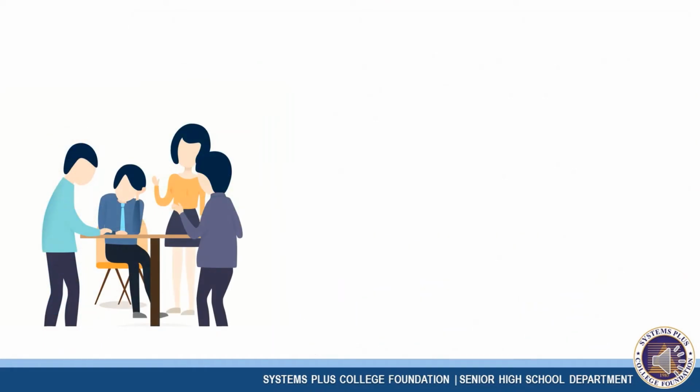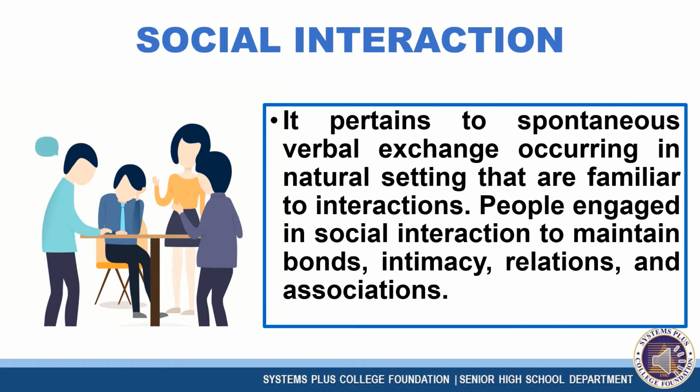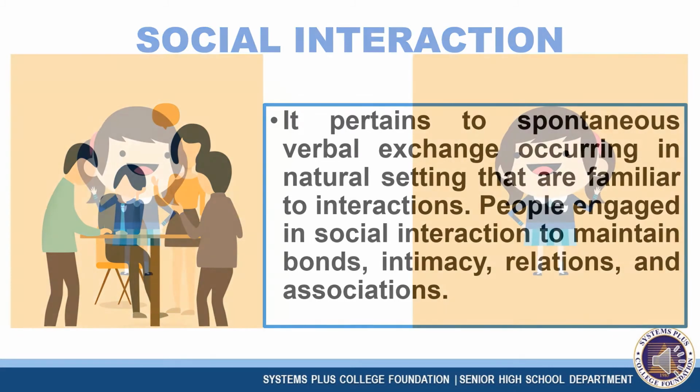The second function of communication is social interaction. It pertains to spontaneous verbal exchange occurring in natural settings that are familiar interactions. People engage in social interaction to maintain bonds, intimacy, relationships, and associations. An example scenario of this is on the next slide. Let's see and listen to what they are talking about.